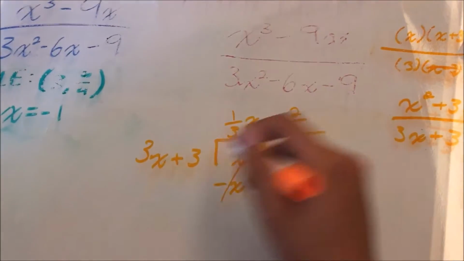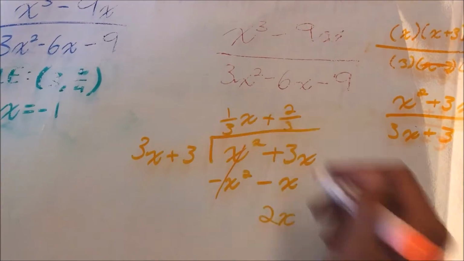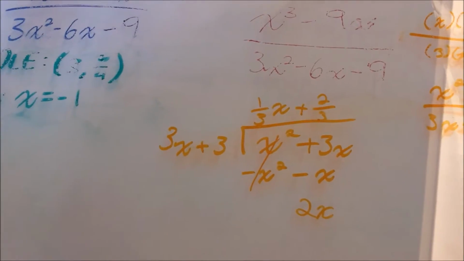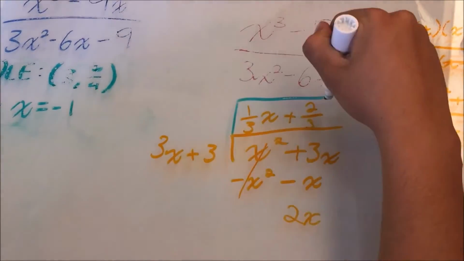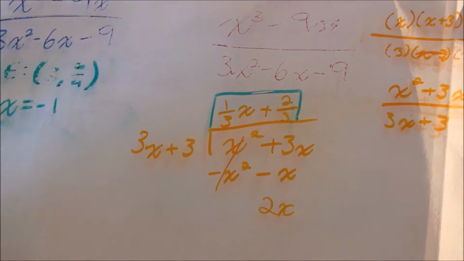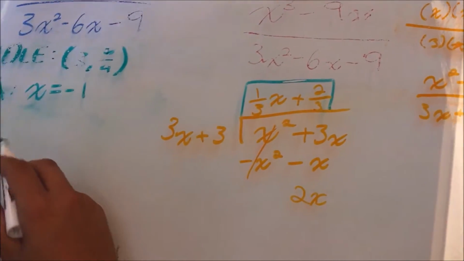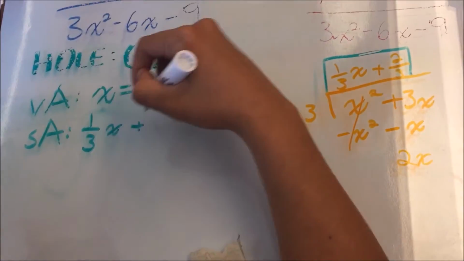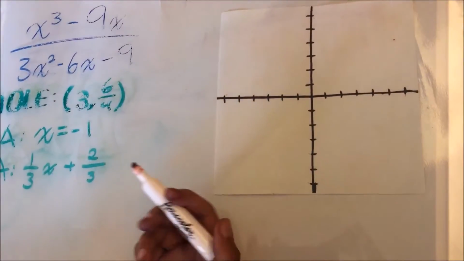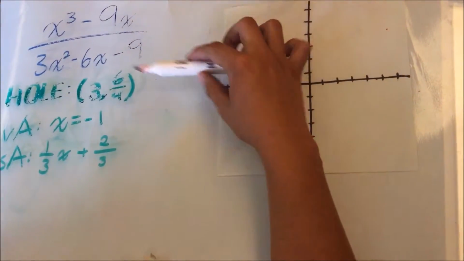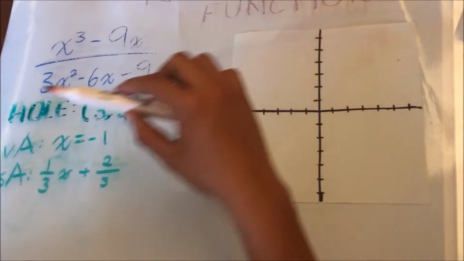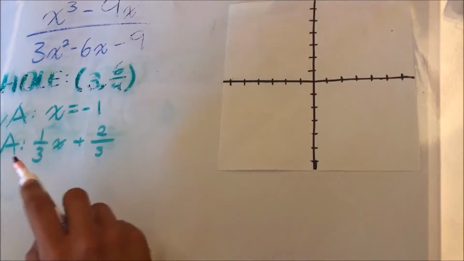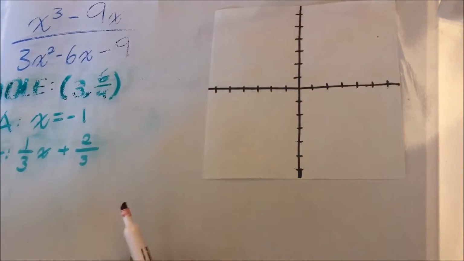So we get this equation, and I know that here we have a remainder, but it doesn't really matter. What you care about is this one. So that is the equation that graphs the slant asymptote. So we have a slant asymptote at 1 over 3 x plus 2 over 3. Okay, so we now know where the hole is, where the vertical asymptote is, and that we have no horizontal asymptote. Instead, we have a slant asymptote, and it is given by the following equation.